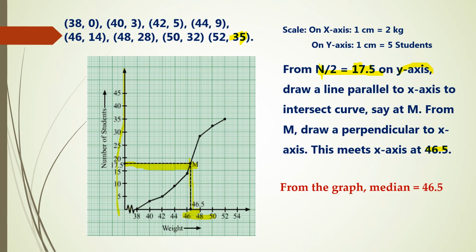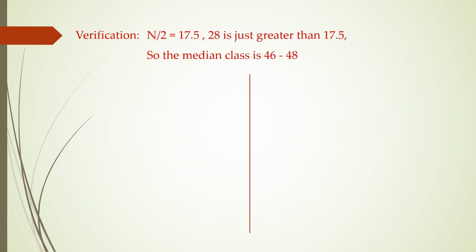Let us verify this result by using the actual formula. Now we will find the median by using the actual formula, for which you have to calculate n by 2 to identify the median class. N by 2 is 17.5. Now the median class is identified by using the cumulative frequency which is just greater than n by 2. Here it is very clear from the table that 28 is just greater than 17.5. Therefore the respective class interval, that is 46 to 48, will be the median class.